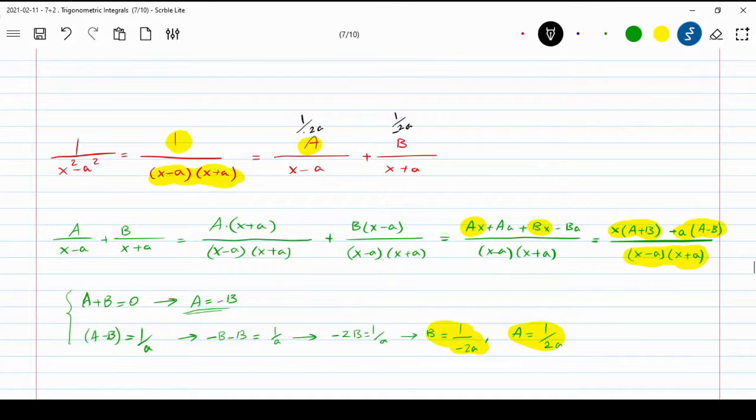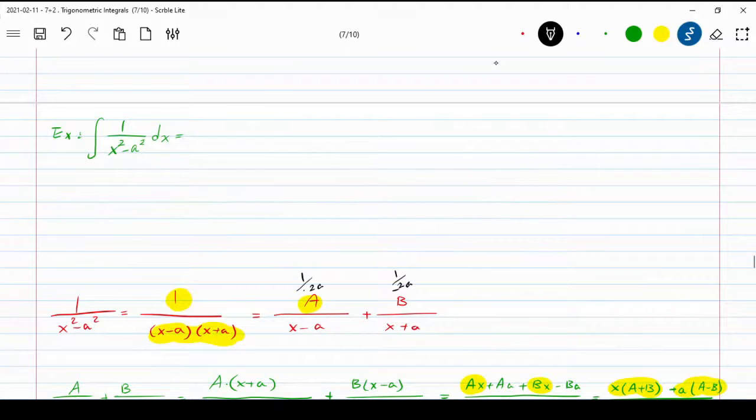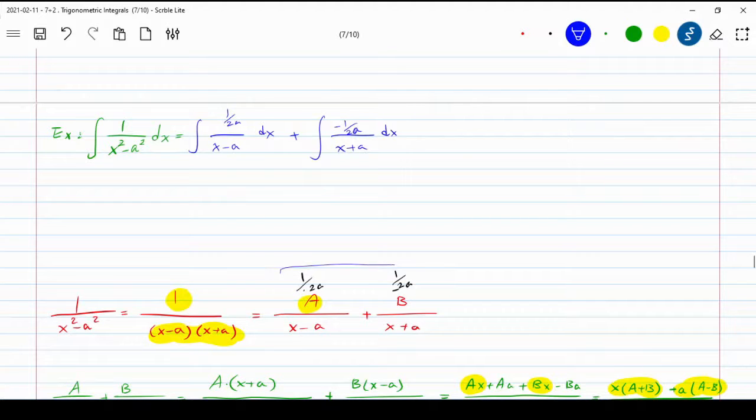Here we go. So I can write this integral as, by the way, this small a that I wrote is a constant, so it doesn't really make any difference. It's like 3, 4, whatever that number is. You can write this integral as the integral of 1 over 2a divided by x minus a dx plus the integral of negative 1 over 2a divided by x plus a dx. And I separated the integrals already because I know these two fractions are equal to each other. So instead of A and B, I replaced them with 1 over 2a and negative 1 over 2a.